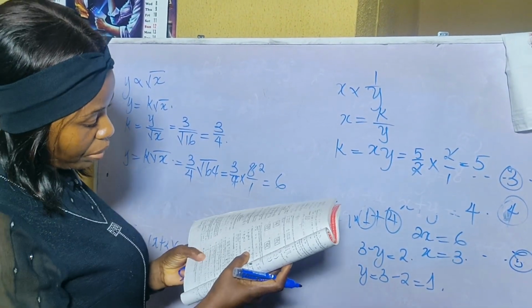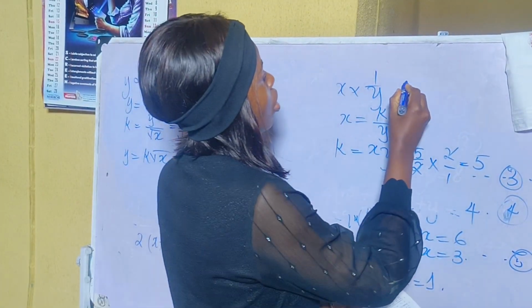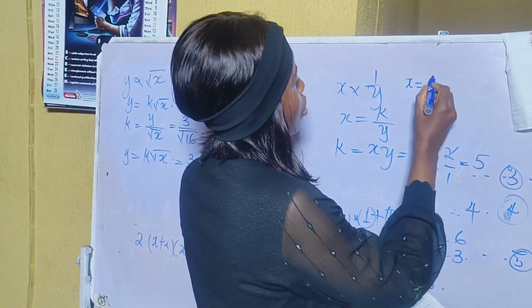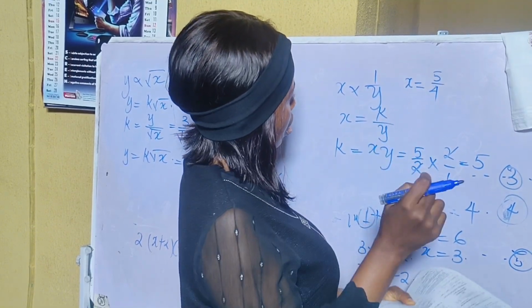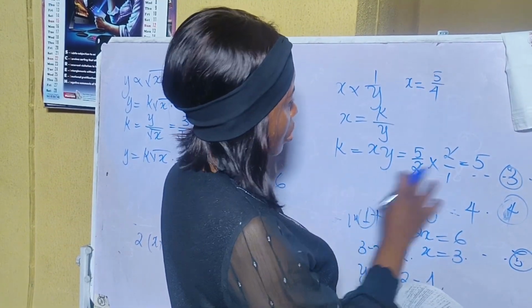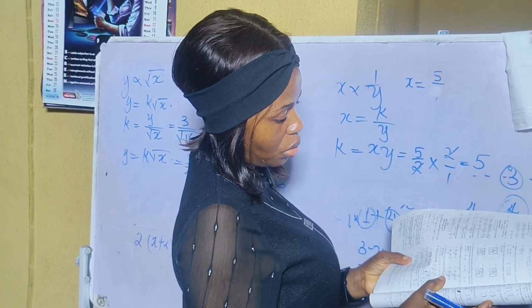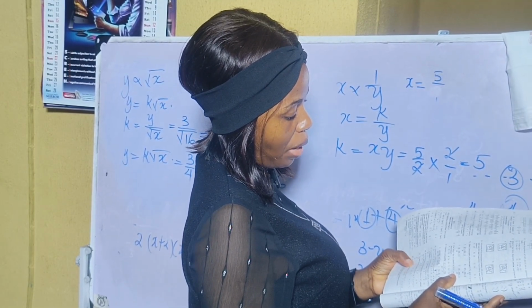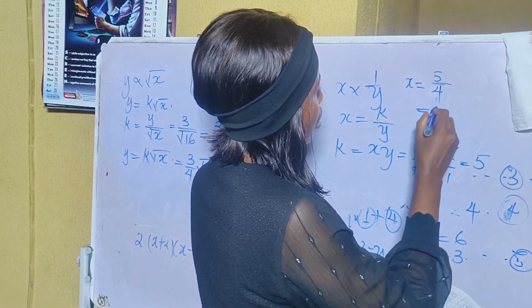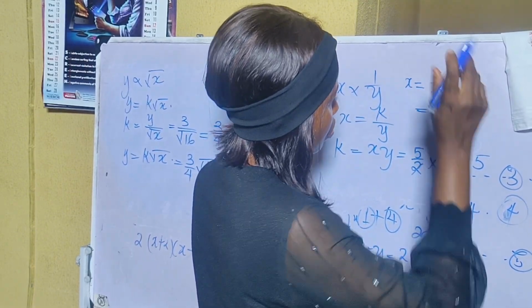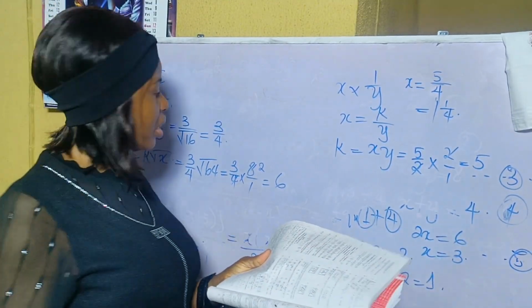So if k is 5, and I'm given y as 4, so 5/4. What am I saying? k is 5, and then y is 4. I'm asked to go for x. So at the end of the day, x is 5/4. That's my answer. I'm done solving that.